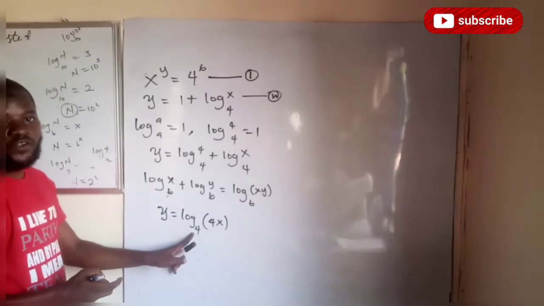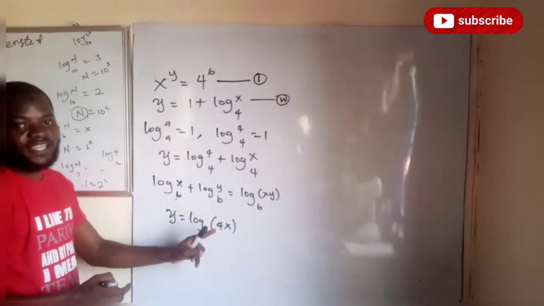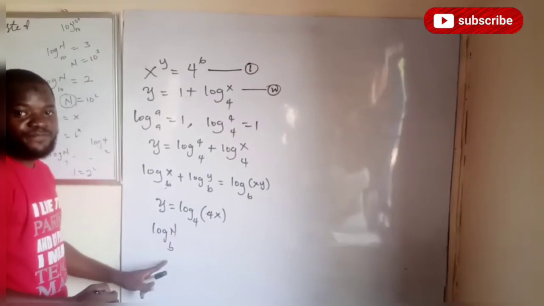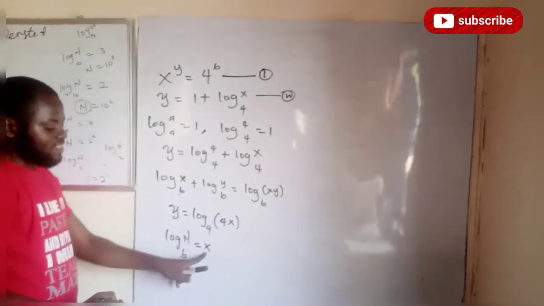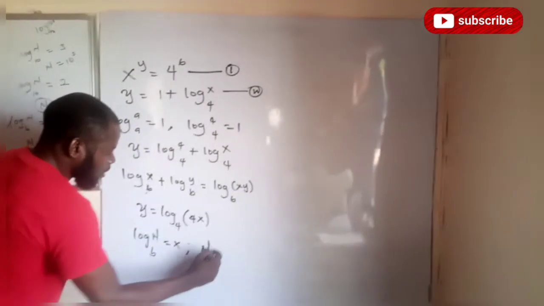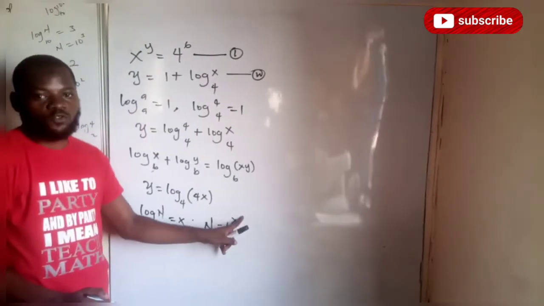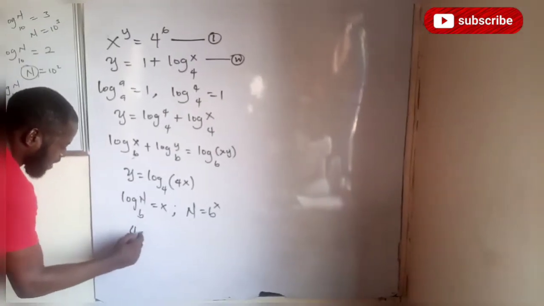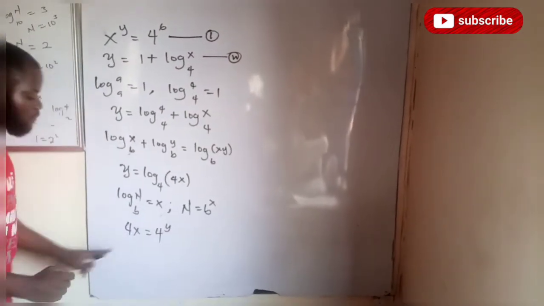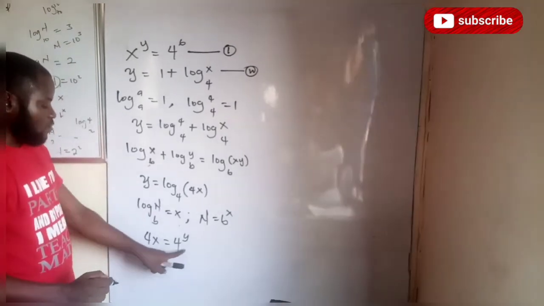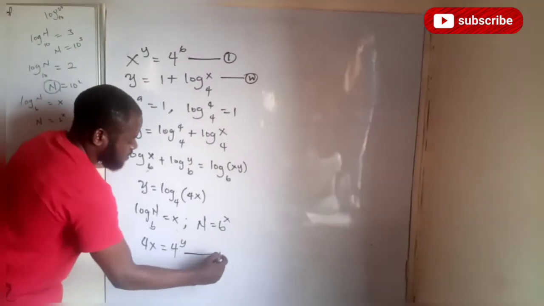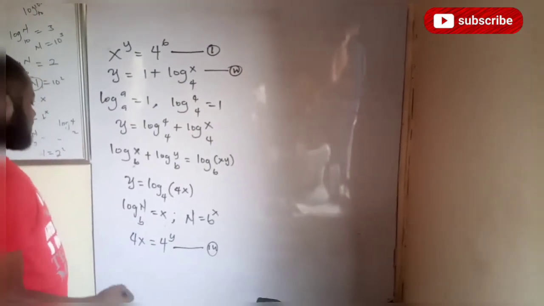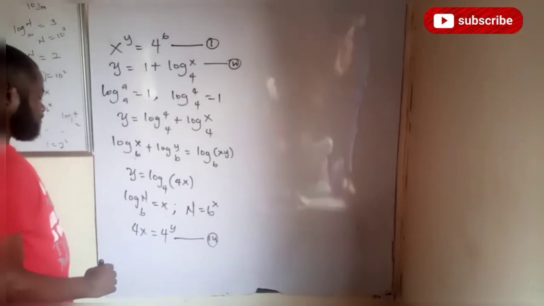So from the definition of logarithm of a number n to a certain base b, log of a number n in base b equal x, what this simply means is that the log of a number is equal to the power to which the base can be raised. So from here I can write this as 4x equal 4 to the power of y. Let me call this equation 3. So from equation 3 now, I'm going to proceed and see what I can end up having.